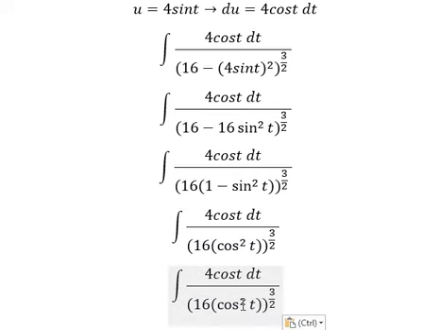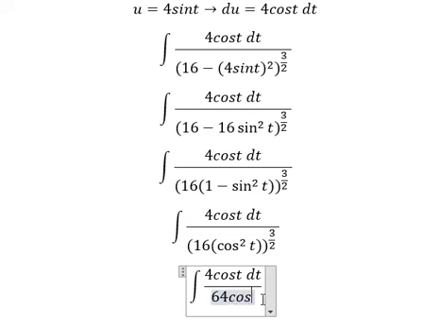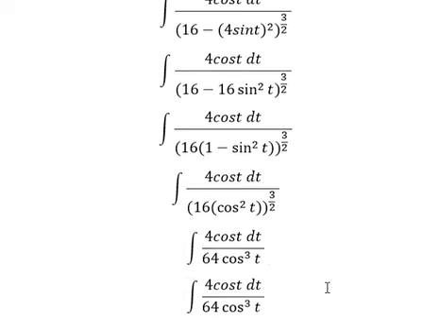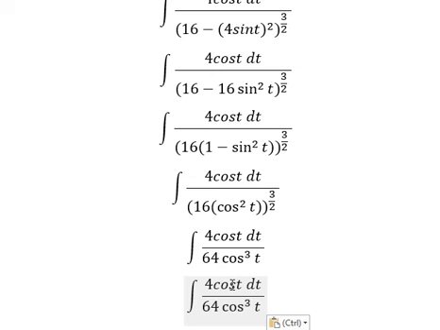So number 2 multiplied by 3 over 2, we have number 3. 16 with the power 3 over 2, we have 64. And now we need to simplify the 4 cosine t in the numerator and denominator. So this one we have 1 over 16.